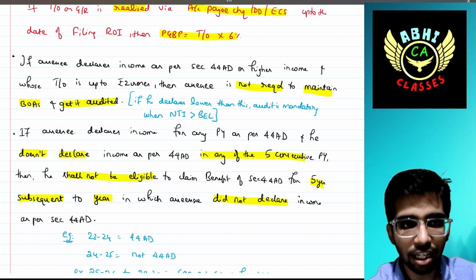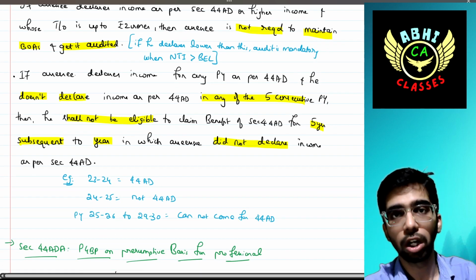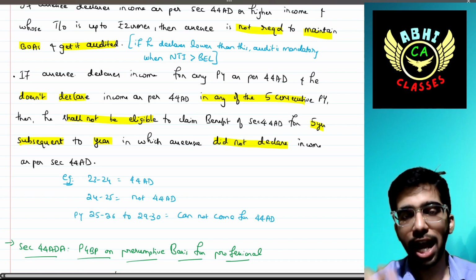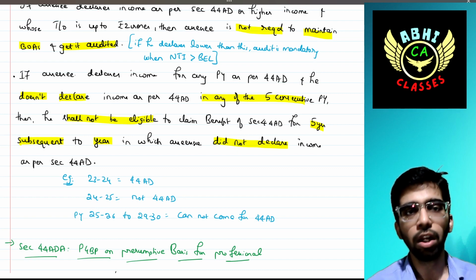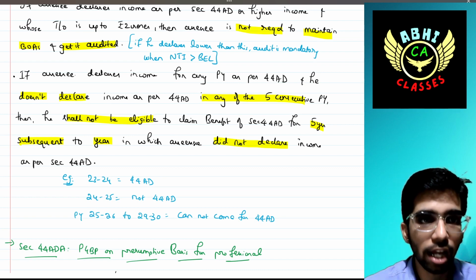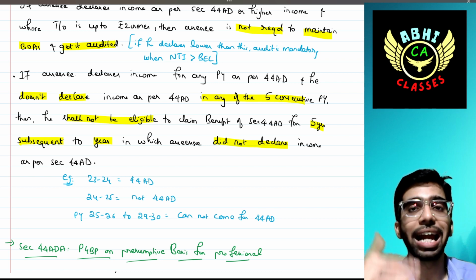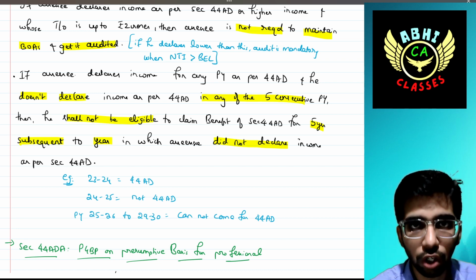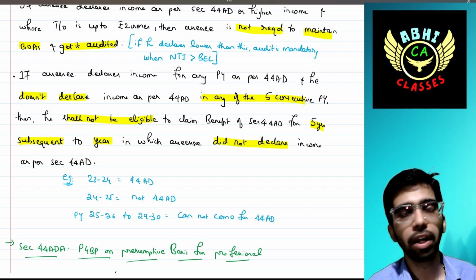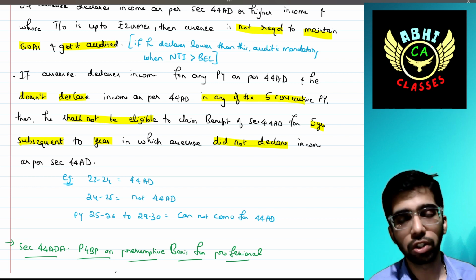Then, this is a very important clause. If an SSE declares income for any previous year as per section 44AD, however in the upcoming years does not declare income as per section 44AD in any of the next 5 consecutive previous years, then he shall not be eligible to claim the benefit of section 44AD again for the next 5 consecutive years.